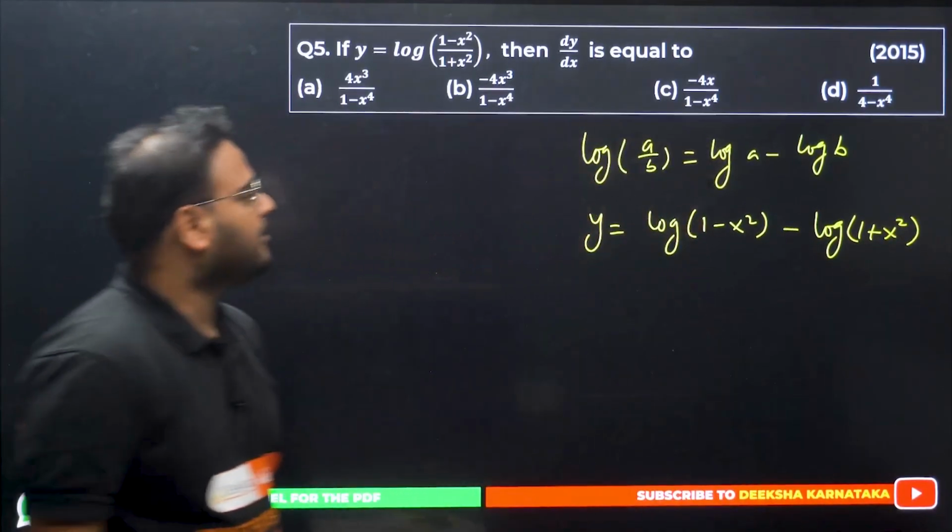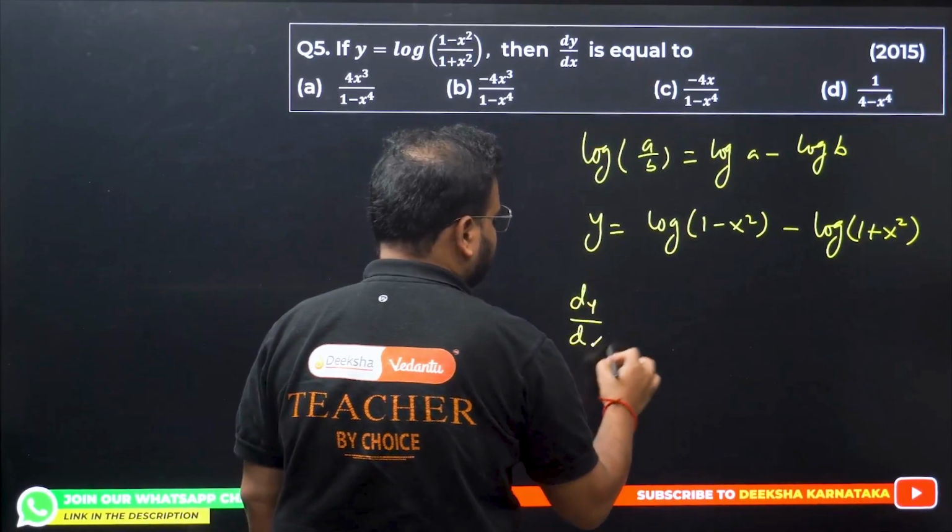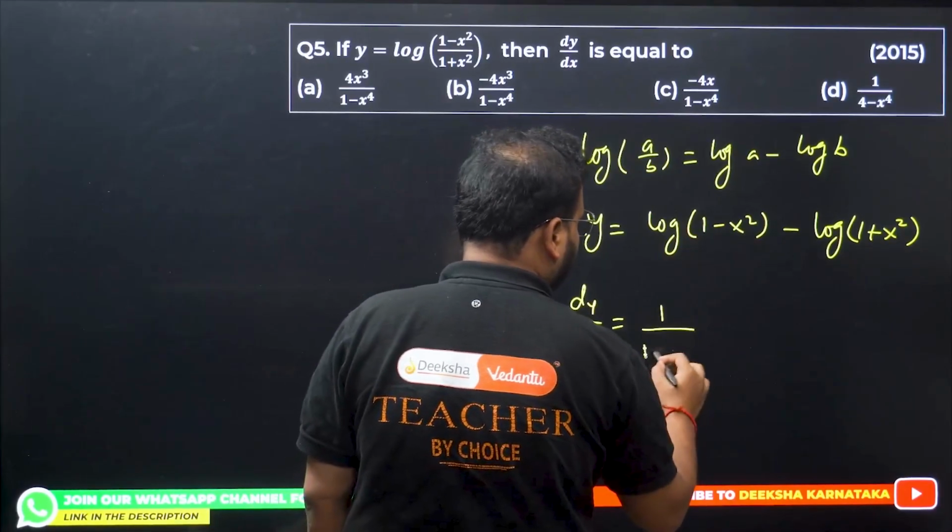Next step is to do what? Find derivative. So do that. I get over here dy by dx, derivative of this 1 upon 1 minus x square.